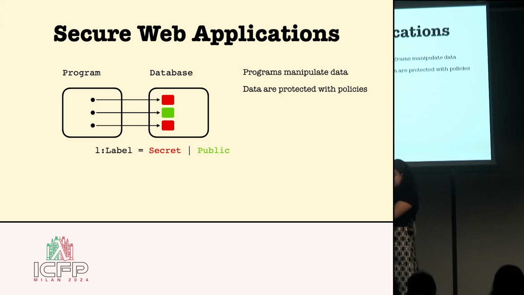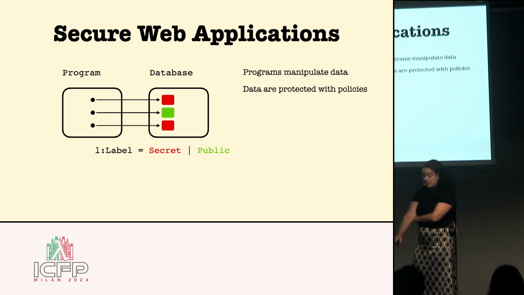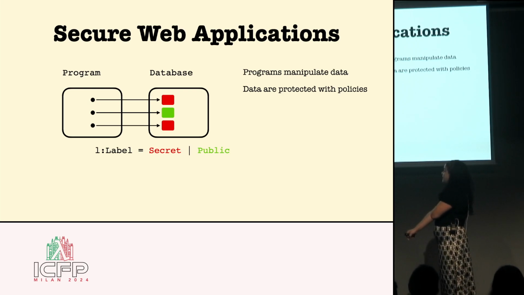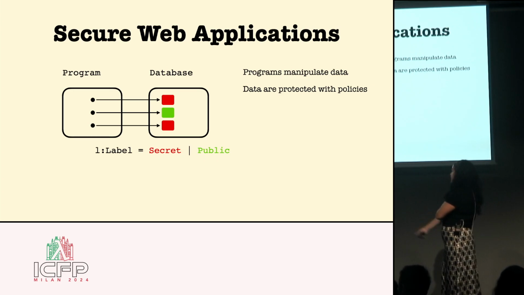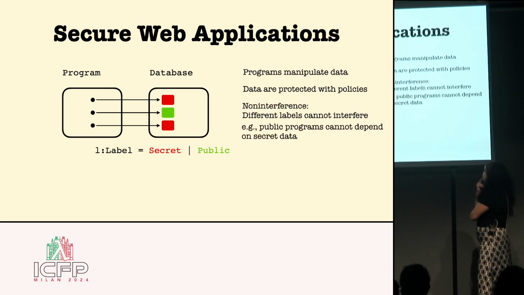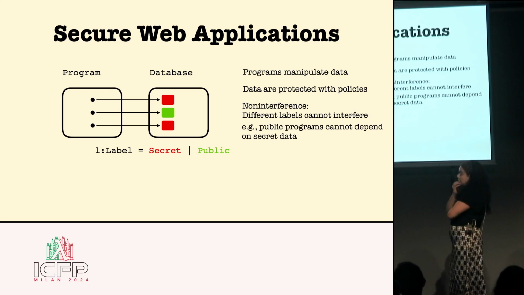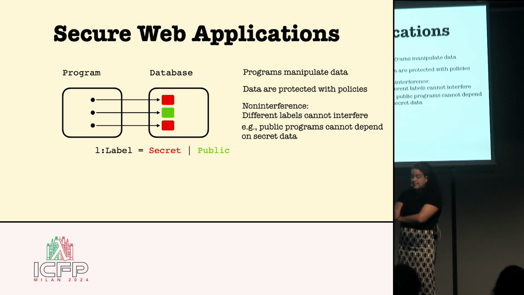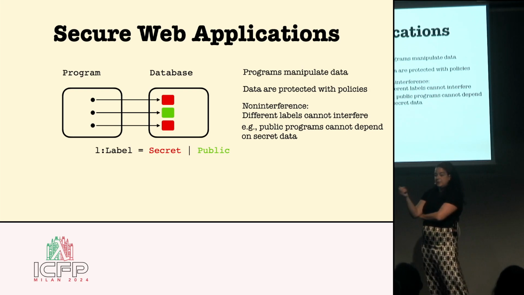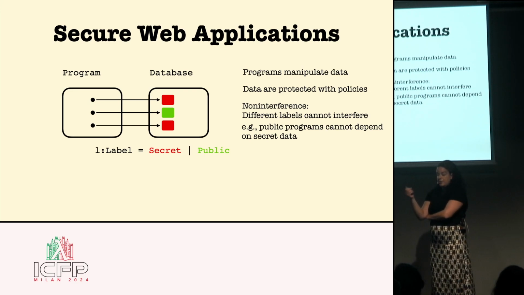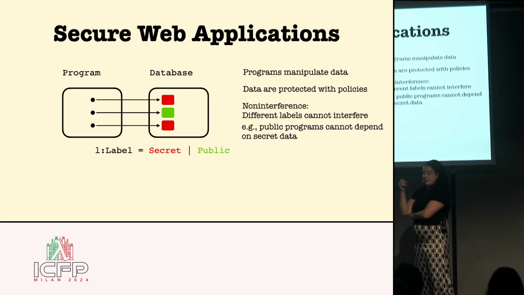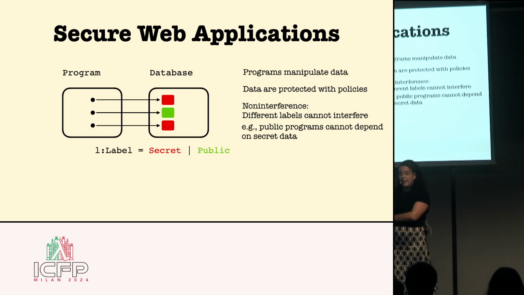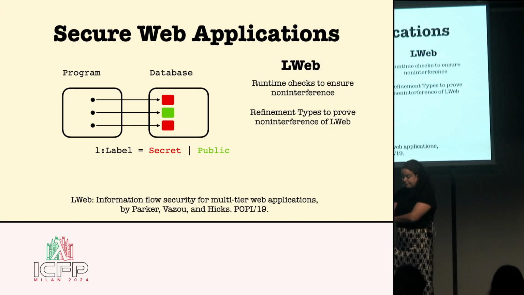data can be protected by various policies. So you can have data that are secret, or data that are public. In these domains, you have a property called non-interference, and essentially it says that different labels cannot interfere with each other, right? So if you have a program that is supposed to manipulate public data, the result of this program cannot depend on your secret data.